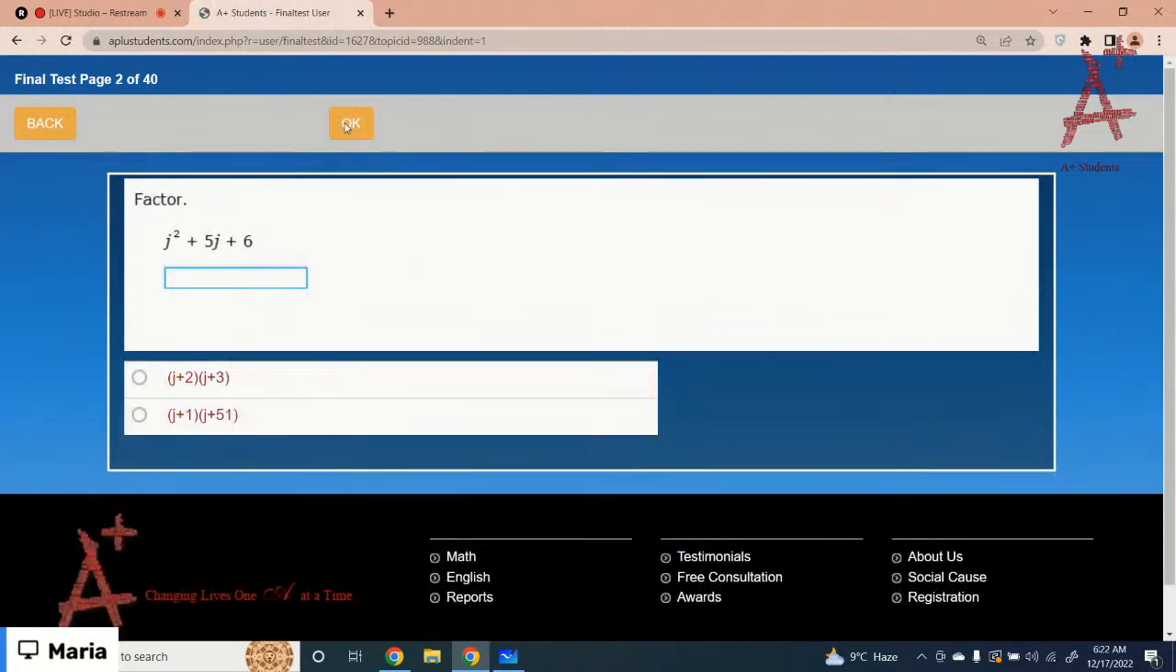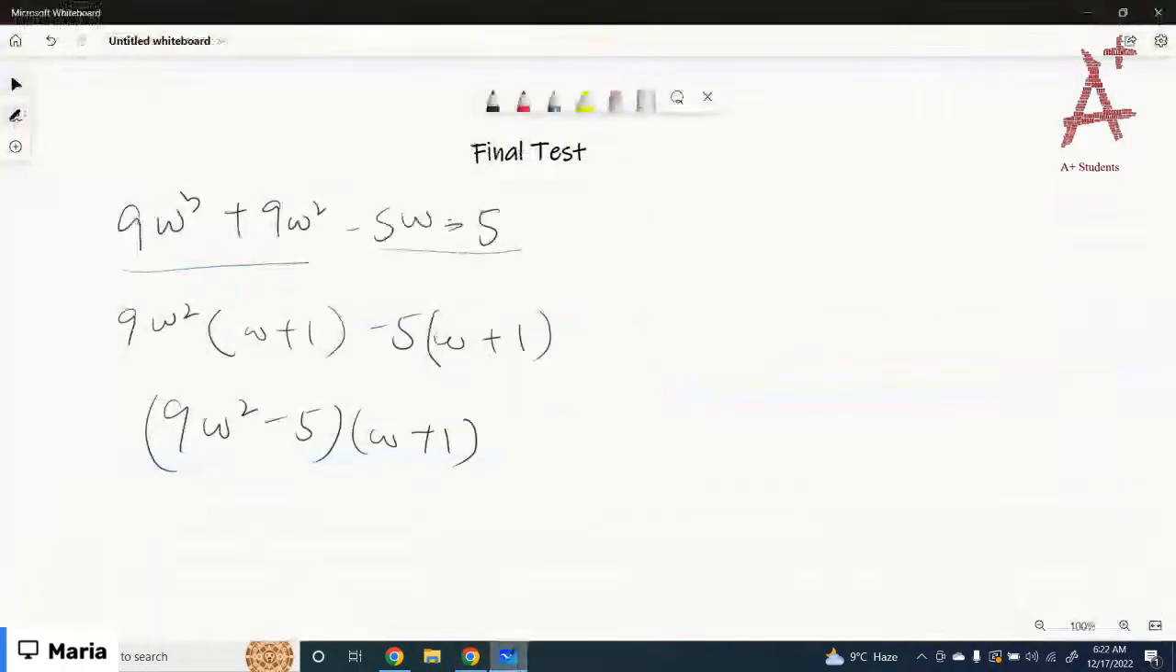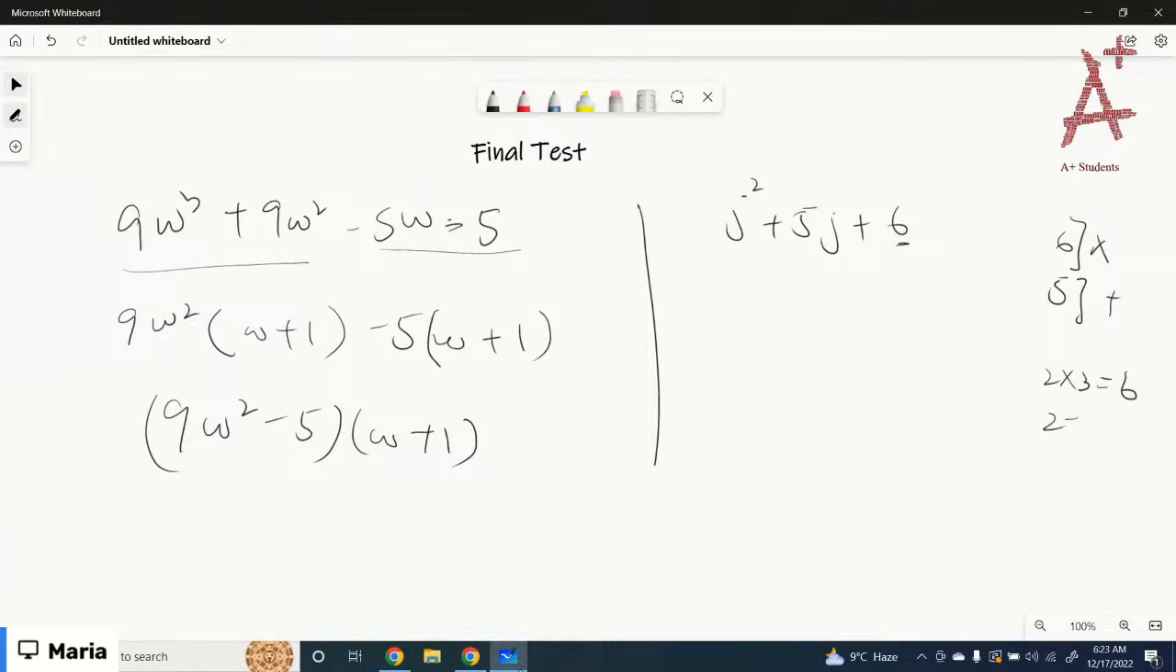Okay, j square plus 5j plus 6. You have to factor this. Here you have 6 and here you have 5. You have to find the two numbers that when multiplied make 6 and when added make 5. Got it? It would be 2 times 3 is 6, and when you add them, it makes 5.